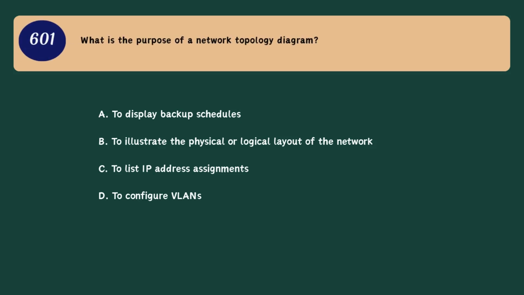Question 601. What is the purpose of a network topology diagram? A. To display backup schedules. B. To illustrate the physical or logical layout of the network. C. To list IP address assignments. D. To configure VLANs.